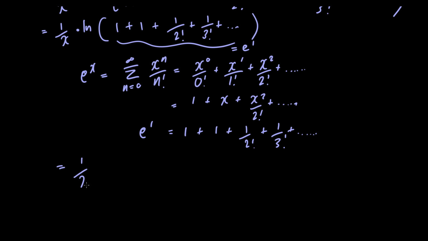Finally, we have 1 over x multiplied by the natural logarithm of e raised to the first power, and these two cancel each other out, and we're just left with 1 over x.